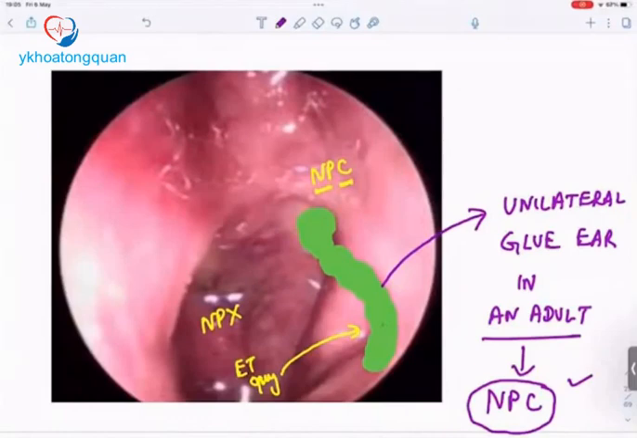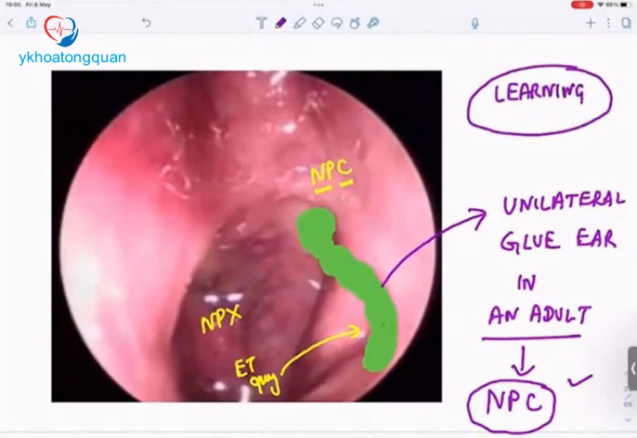So very important learning for all Vietnamese doctors is that adenoid in children can cause glue ear. So glue ear in a child is nothing big to worry about. But if an adult patient gets a glue ear, that too single side, I am very much worried because there is a possibility of nasopharyngeal cancer. And this cancer is common in Southeast Asia, including Vietnam. Janet, this is an important message.